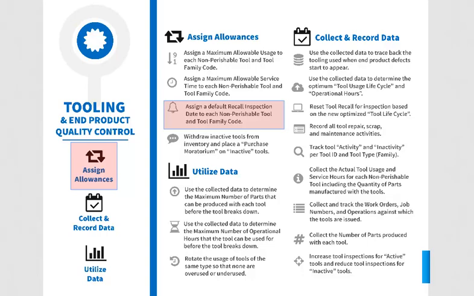This way, the tool will get inspected on a periodic basis if it has not been used, and that could just be a visual inspection. But if the tool has been used, then the allowable usage and the allowable service time will kick in long before the recall date. This way, you can ensure all your tools are inspected, regardless of whether it's once a year or every 6 months. The other thing you need to do is withdraw inactive tools from inventory and place a purchase moratorium on inactive tools.